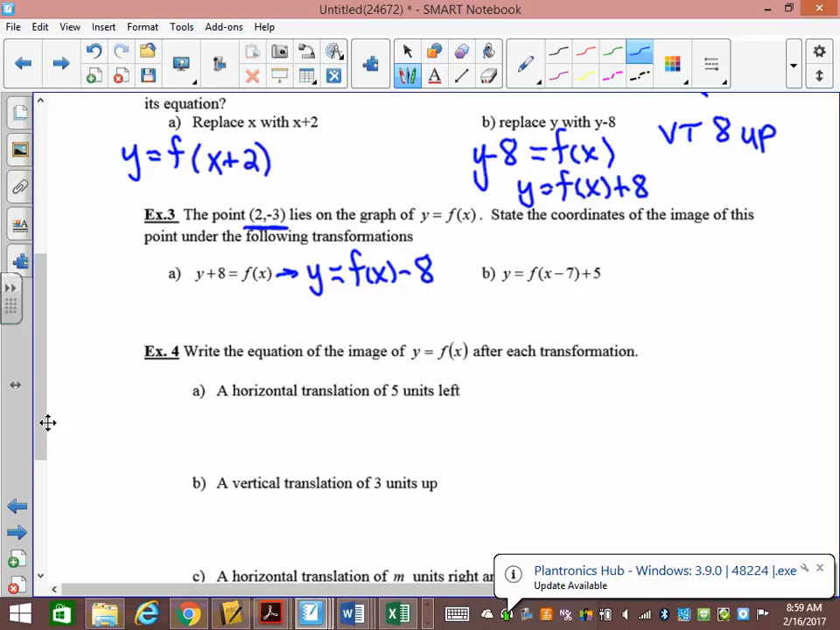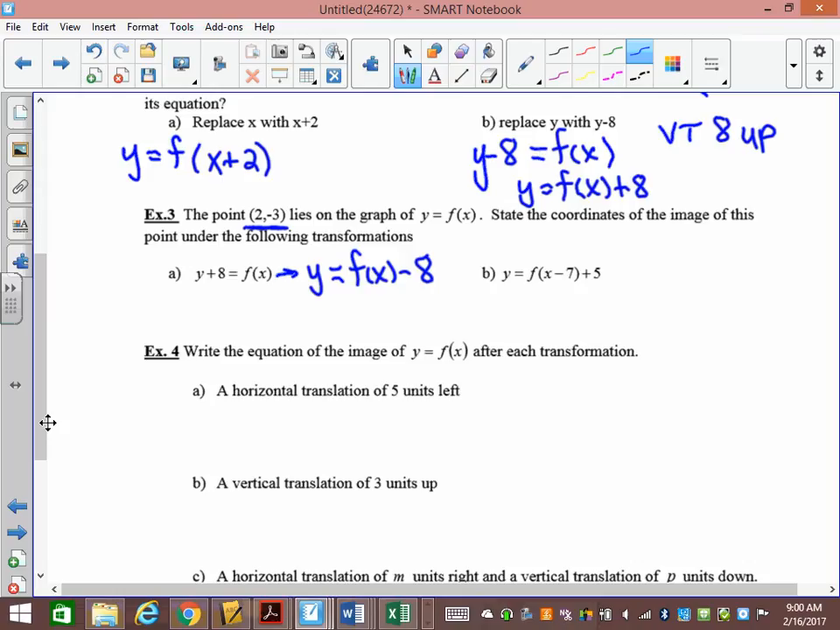So the only way I can move 8 down is taking the y and moving it 8 down. Does that make any sense? X moves left and right, so that's not going to move up or down. So I'm going to have to take the y and move it 8 down. So y minus 8 would be my mapping. I'm going to have (x, y) as my original, and my mapping is going to become (x, y minus 8).